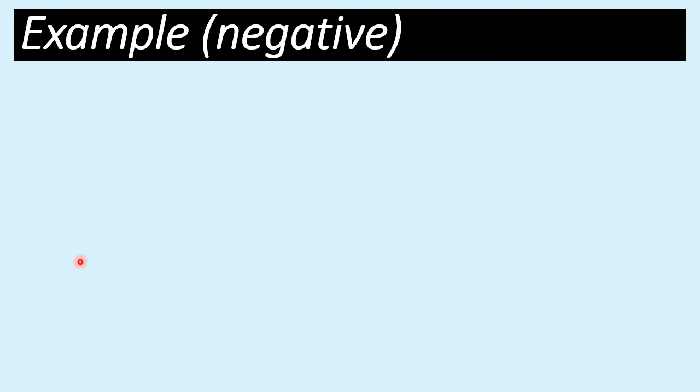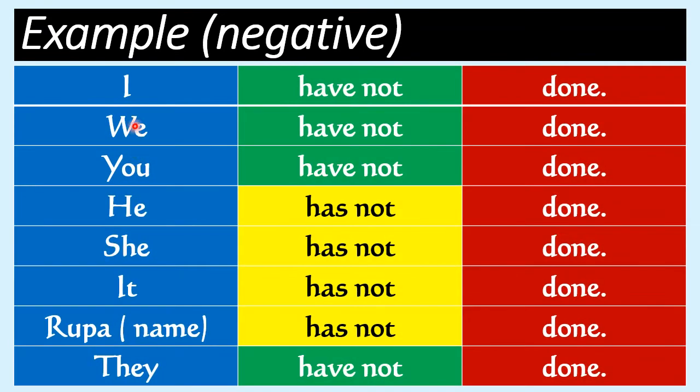More examples of the negative form. I have not done. Done is the past participle form of the verb do. We have not done. You have not done. He has not done. Remember this: he, she, it, and any other name in the singular form we use has. He has not done. She has not done. It has not done. And at last, they have not done.